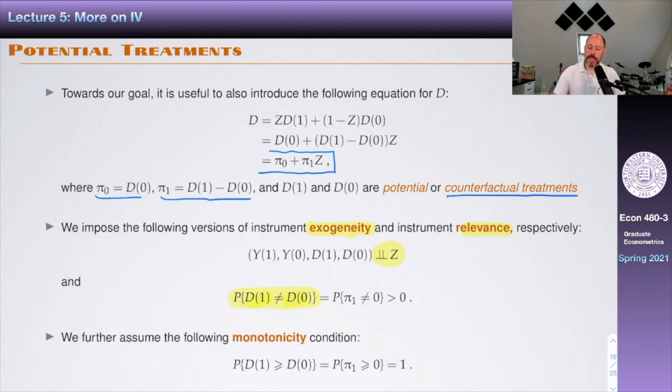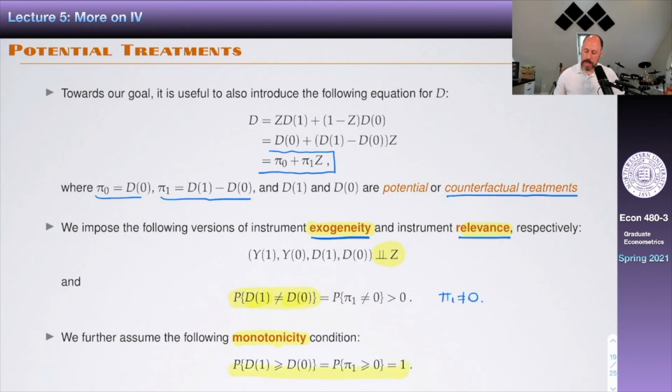Remember that in the linear IV case, we just simply say pi 1 is different than 0 because it is a constant. But now it is no longer a constant. Relevant means that the probability that this is not 0 is positive. And that's it about exogeneity and relevance. But in this setting, we're going to be needing a new assumption that is called monotonicity.